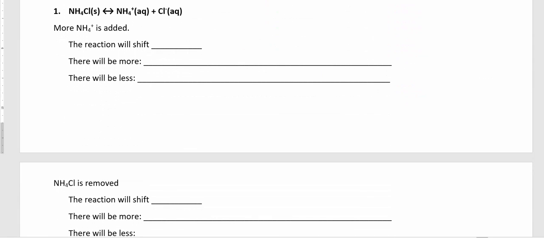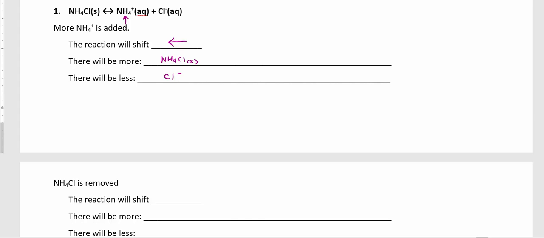For this system, if we add ammonium ion, then the reaction is going to shift away from the addition and there will be more of the NH4Cl solid created. There will be less Cl- in the system.